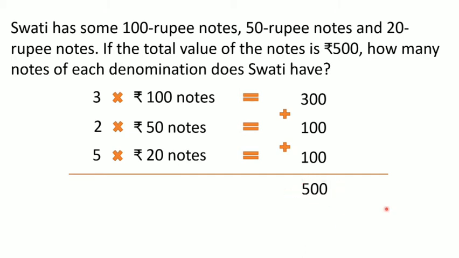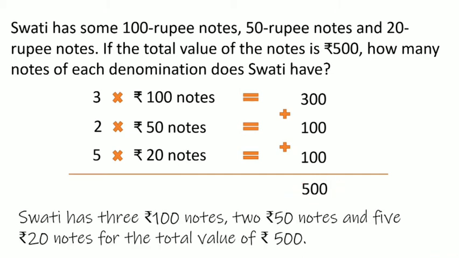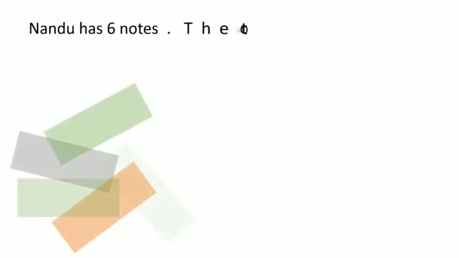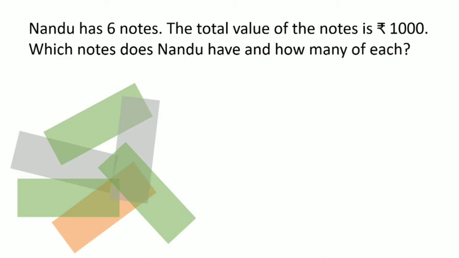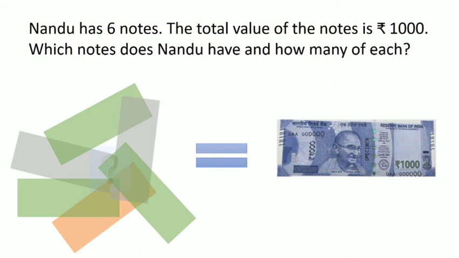Now we will write the statement. Swati has 3 100 rupees notes, 2 50 rupees notes and 5 20 rupees notes for the total value of rupees 500. Next sum we will solve now. Nandu has 6 notes. The total value of the notes is rupees 1000. Which note does Nandu have and how many of each?